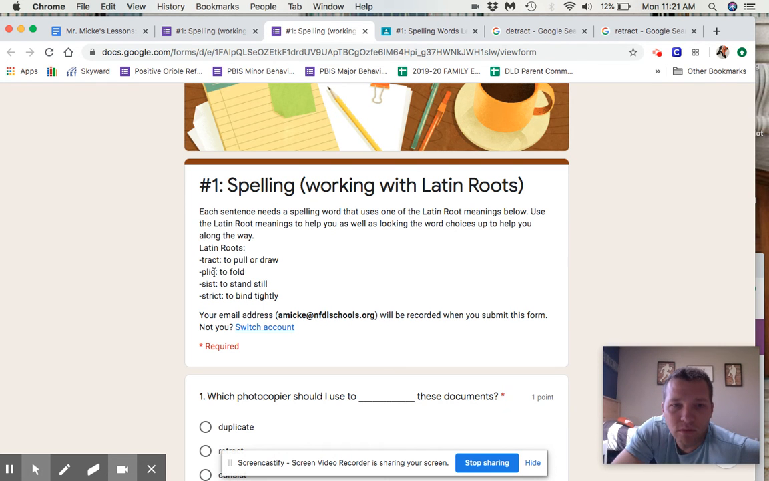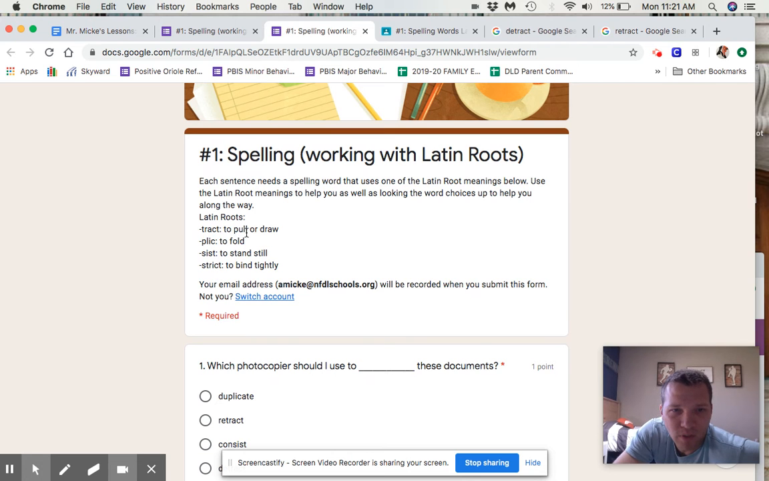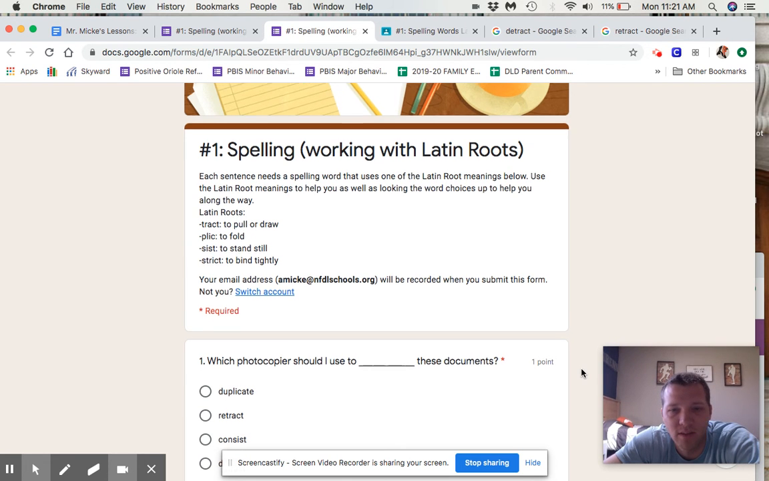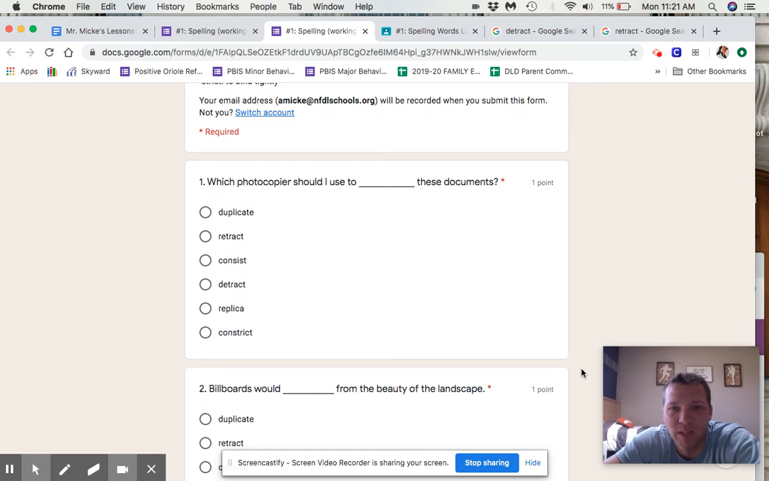So we're working with words that, hopefully, when you work with them and you see the patterns here, the meanings are going to be a little easier for you to remember. Okay, so just like we used to do in the classroom, we're going to take a look at a couple. The first one says, which photocopier should I use to blank these documents? So if I have papers and I need to make more of them, I can duplicate, retract, consist, detract, replica, or constrict. Okay, the only thing I can think of is if I'm making more of something, I'm duplicating it.